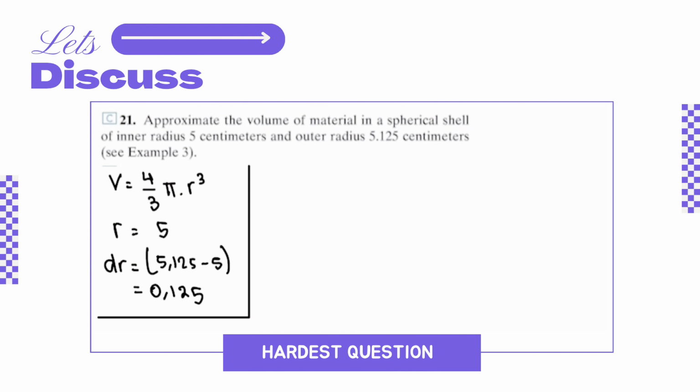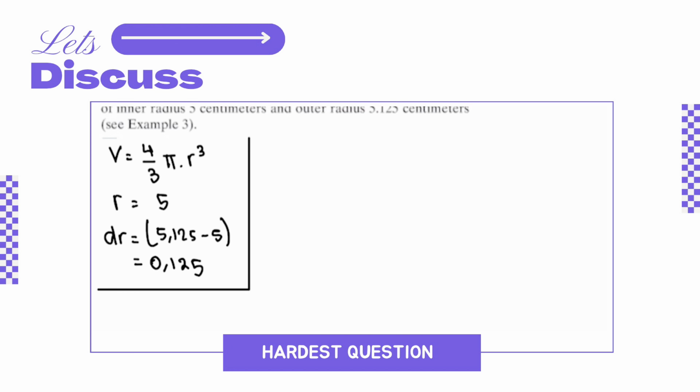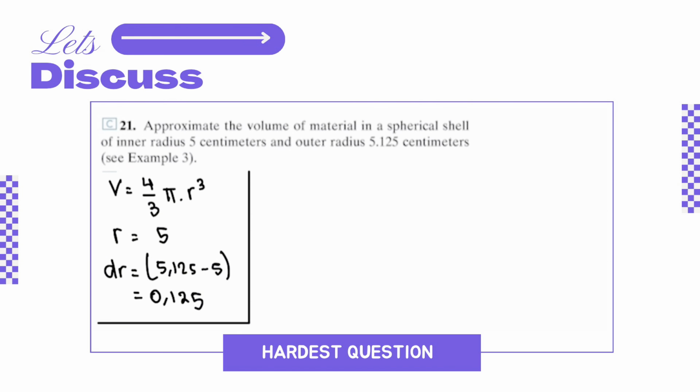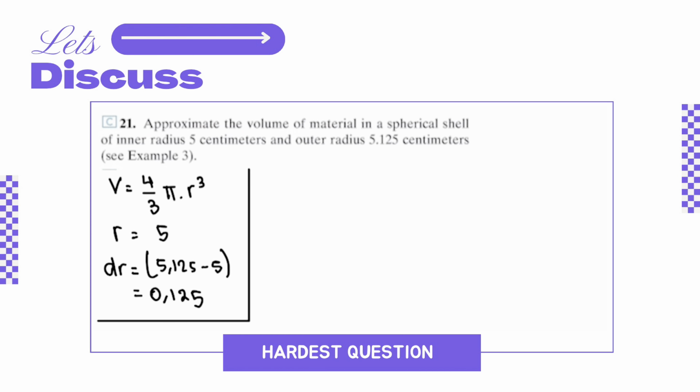Okay, for the next question, approximate the volume of material in a spherical shell of inner radius 5 centimeters and outer radius of 5.125 centimeters. So, we know that the volume of a sphere is 4 over 3 times pi times r cubed. And we know that the radius is 5, and we know that dr, or the subtraction between the outer radius and the inner radius, is 0.125. Now, what we're trying to find is dv, or how to approximate the volume.